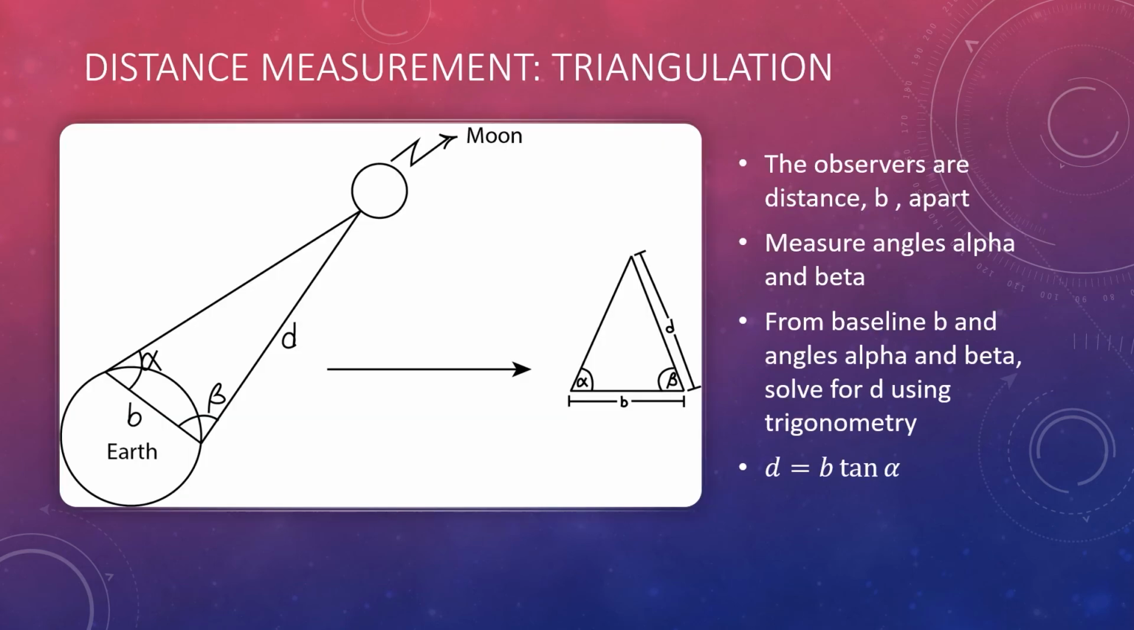Next, we have triangulation, where you essentially use observation and trigonometry in order to figure out how far away a star or celestial body is. The observers in this case are distance b apart, where you get angles alpha and beta from this. From baseline b and the angles that you have, you are able to solve for d, or distance, using trigonometry, in which case distance equals baseline b times tangent alpha.